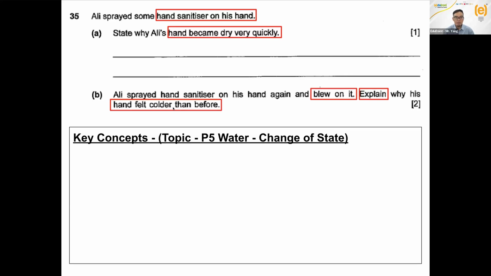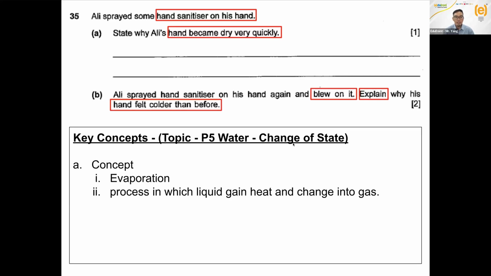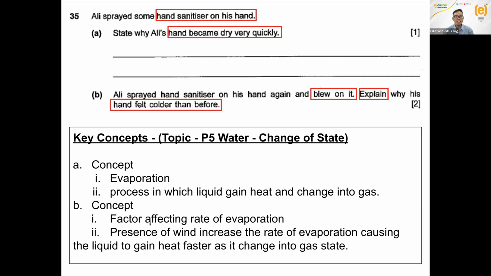So what is the key concept here? You learned this in P5, the concepts of water. Number one, they are testing the concept of evaporation. What is evaporation? Change of state from liquid to gas. So this is the process of evaporation. Secondly, factors affecting the rate of evaporation. What are the three factors? Number one, temperature of the surrounding. Secondly, the exposed surface area of water. And thirdly, the presence of wind. So when we blow, it is as if we are introducing wind, right? This will increase the rate of evaporation.